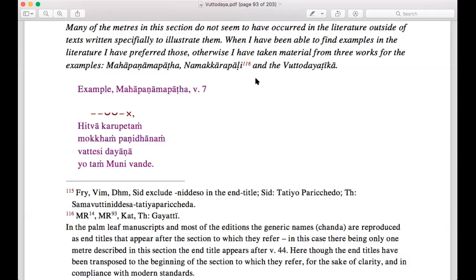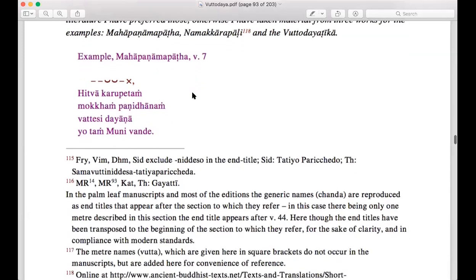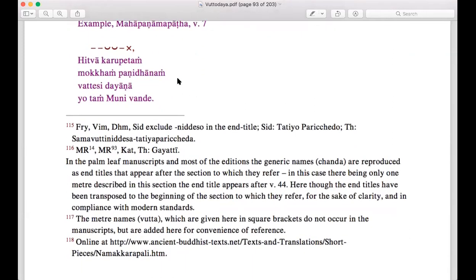So here is an example for a Tanumajja verse from Mahapanama Pāṭha. Hittva karupetang mokkhaṃ panidhanam vattesi dayana yotang muni vande. By this verse, the author is paying homage to Lord Buddha.